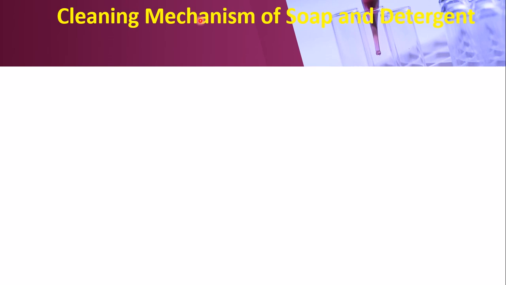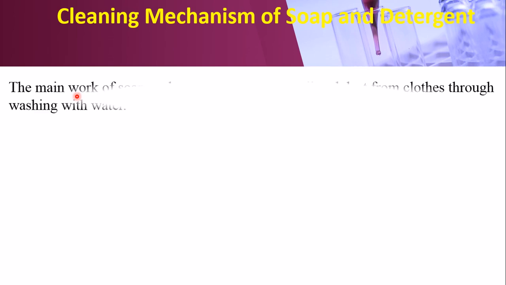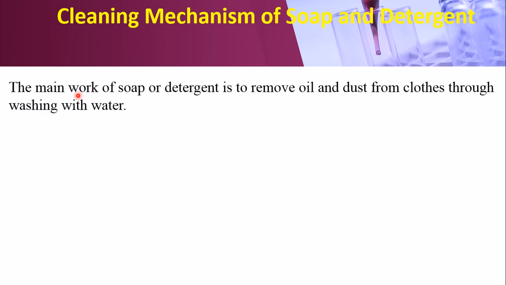Now, the cleaning mechanism of soap and detergent, the most important part of this lecture. How do soap and detergent clean the clothes? The main work of soap or detergent is to remove oil and dust from clothes through washing with water.